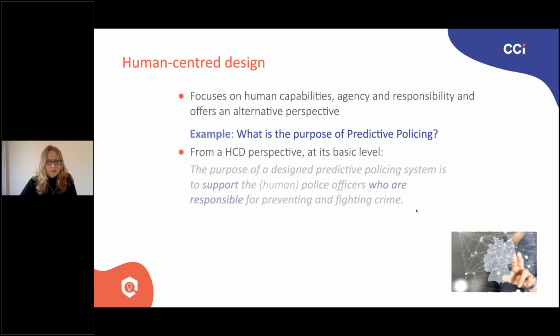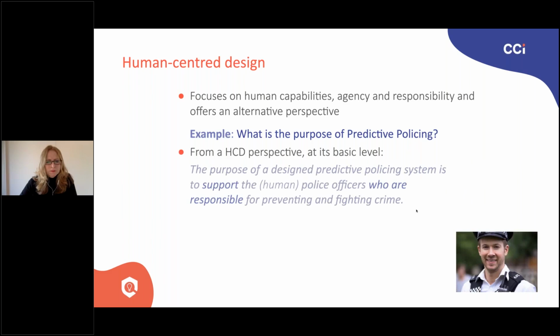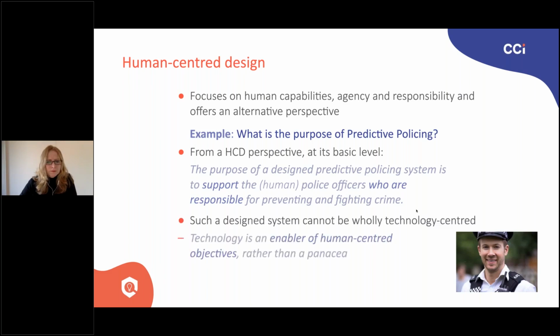But from a human-centered design perspective, at its basic level, the purpose of a designed predictive policing system should be to support the human police officers who are responsible for preventing and fighting crime. Such a design system can't be wholly technology-centered, because technology has to be an enabler of human-centered objectives rather than some sort of magical panacea.